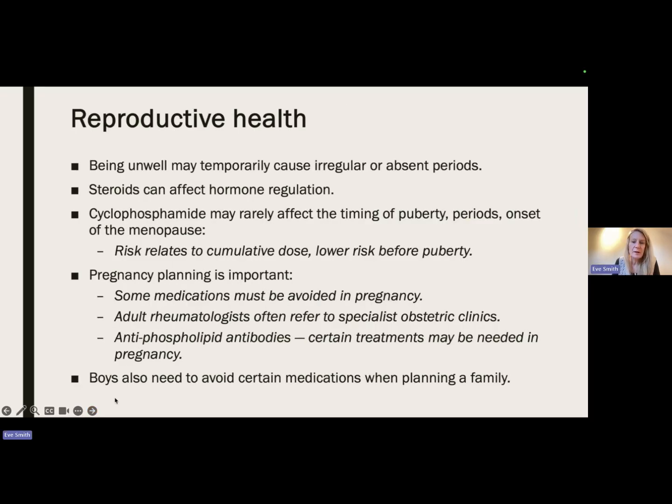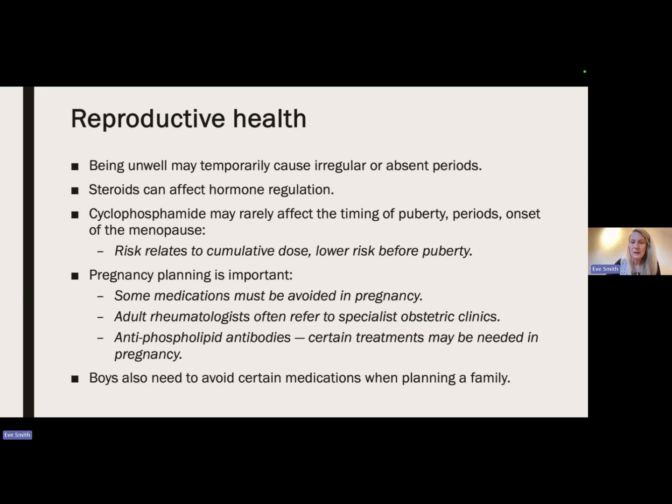Reproductive health is something that obviously isn't of importance to all young people. It's usually the teenagers more that sort of worry about it a bit more. But being unwell with a paediatric rheumatic disease, particularly one with a very high level of inflammation and more of a systemic disease, can cause periods to stop for a while. It might make them irregular. Often, a lot of our diseases can come on in teenage years, and periods can be irregular already, just as part of the norm. So some of it may be just periods settling into a normal pattern.